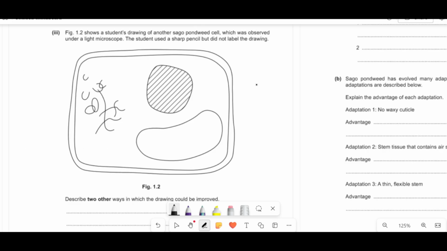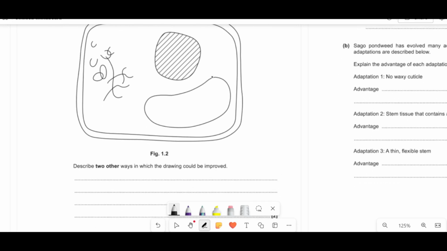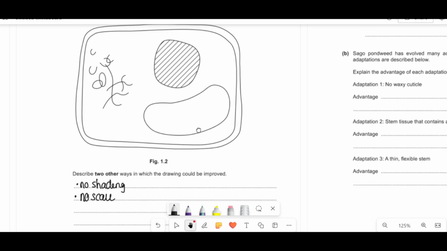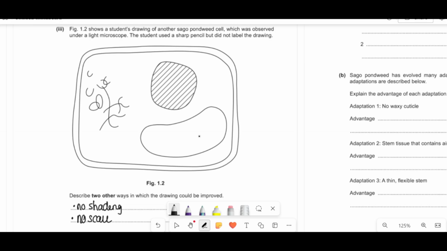There you go. Figure 1.2 shows a student's drawing of another sago pondweed cell which is observed under a microscope, and they used a sharp pencil but did not label it. Describe two other ways in which this can be improved. So here, there's shading. There should not be shading. As well as that, there is no scale or magnification. Immediately I can see that. Other things you could talk about is that there's no title either. And obviously the question's already told you it's not been labeled.